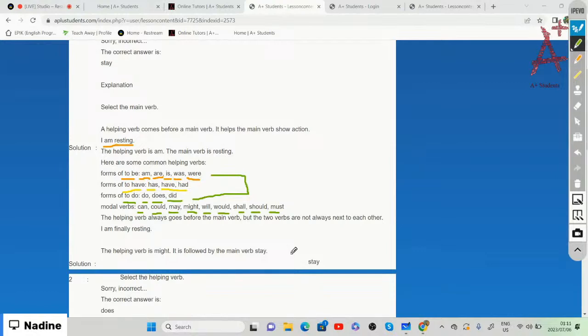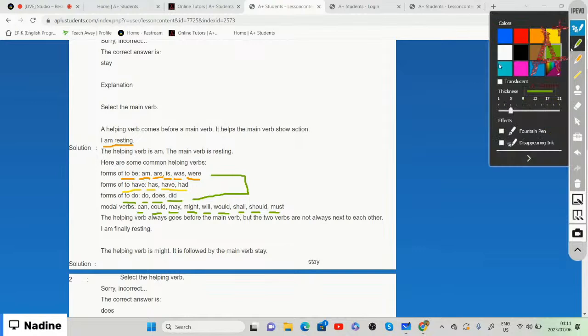And they say that the two verbs are not always next to each other, right? Sometimes you will find that the main verb and the helping verb are not directly next to each other. A helping verb, yes, goes in front of the main verb, but the two do not always go next to each other. And here we have an example.